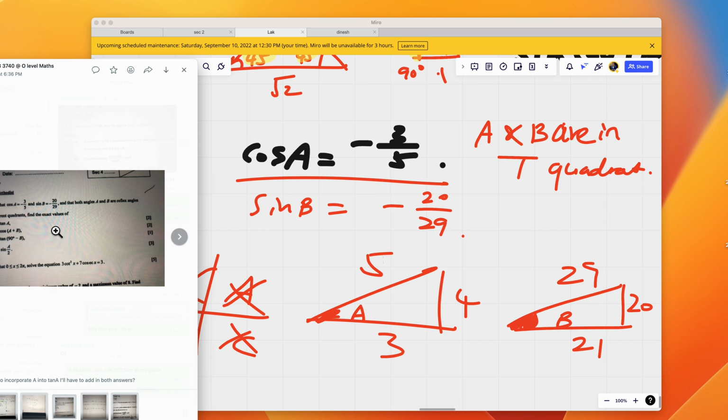So in a way, they say find the exact value, right? The question is very clear cut. Find the exact value of A and B. Right? Yeah, no problem.